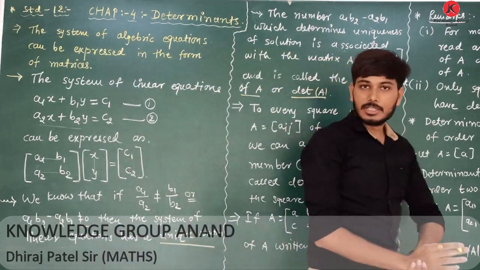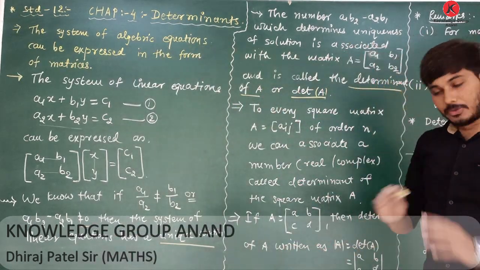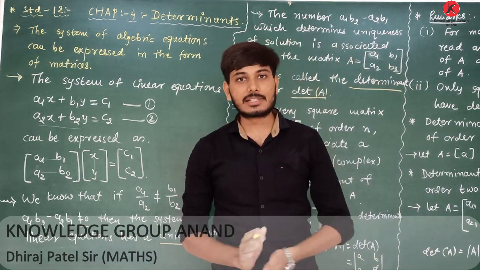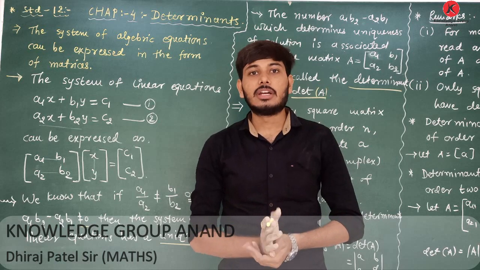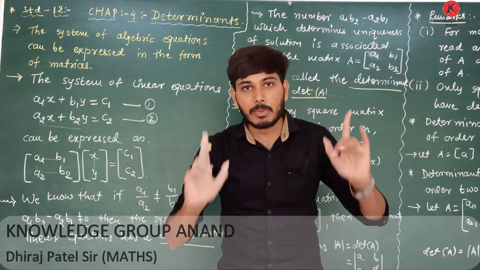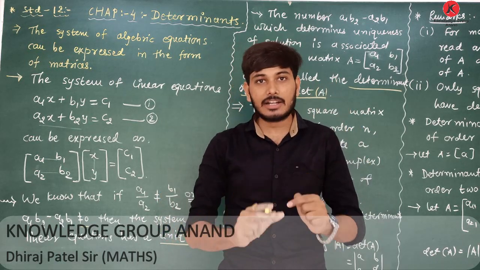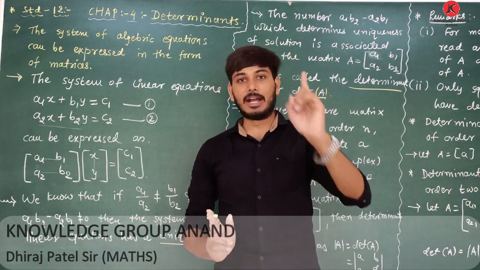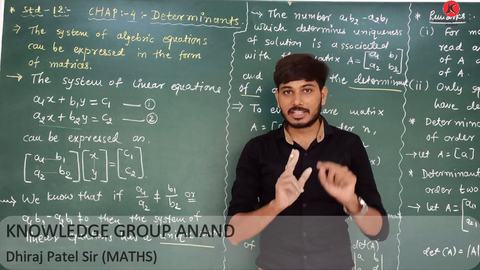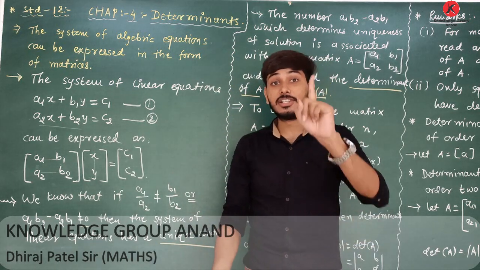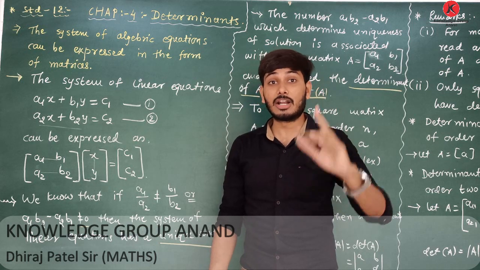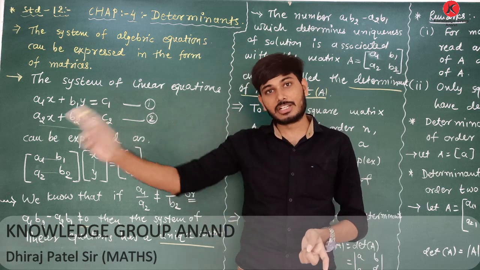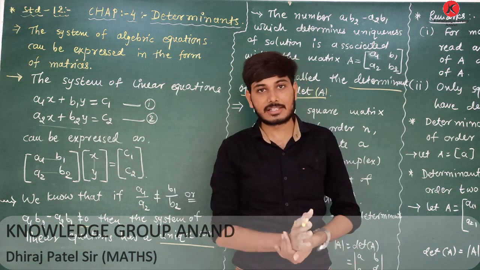Is it clear? Now, the difference between matrix and determinant is simple. Matrix is the arrangement of numbers only. It can't be associated with a proper real number or complex number. But the determinant represents only a single real or complex number, only a single number associated with that matrix.